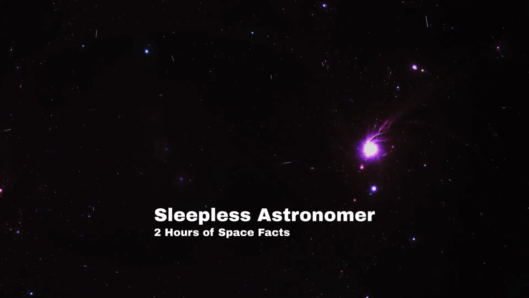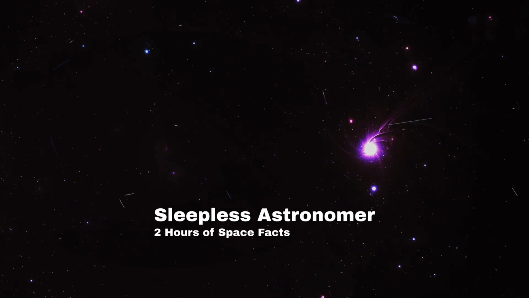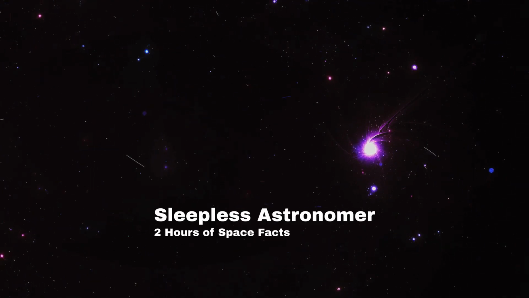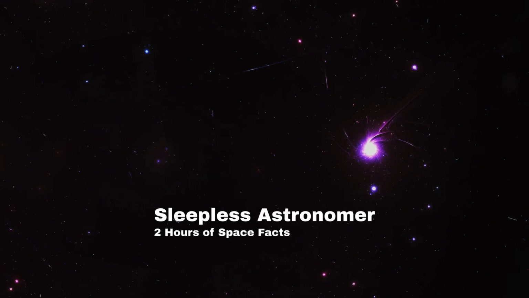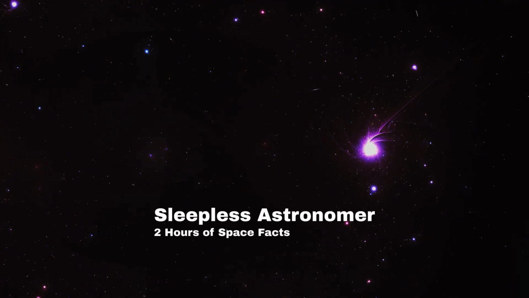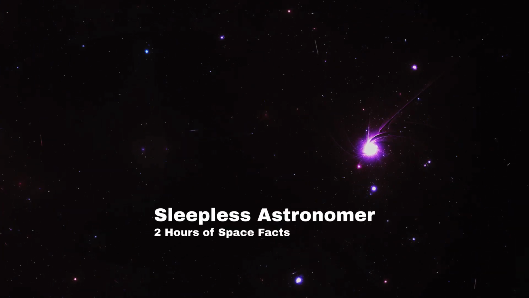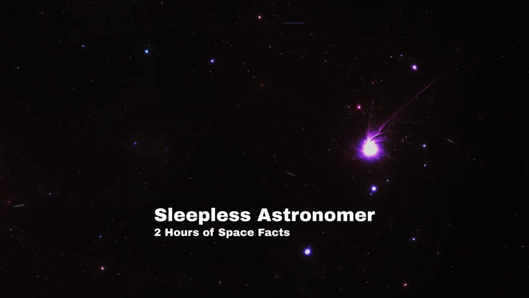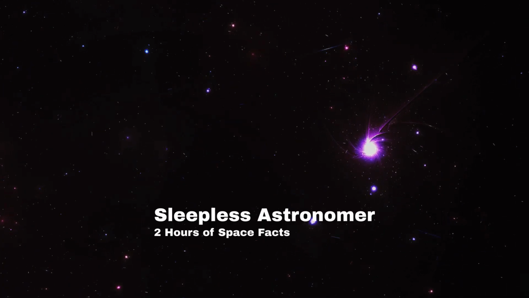Tidal locking affects more than just moons. Many exoplanets discovered orbiting close to their stars are likely tidally locked, with one hemisphere permanently facing the star in daylight, while the other remains in eternal darkness. These planets, particularly those orbiting red dwarf stars, where the habitable zone is very close to the star, would have extreme temperature contrasts between their day and night sides. Understanding how atmospheres redistribute heat on tidally locked planets is crucial for assessing their potential habitability.